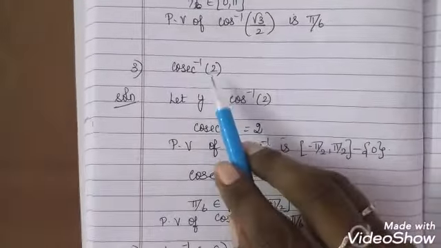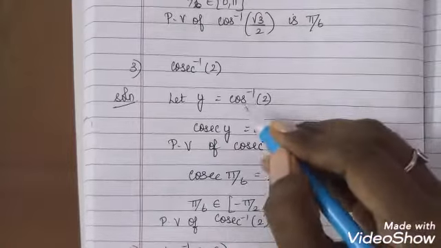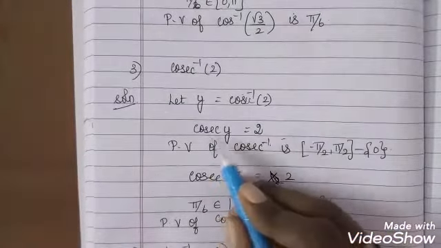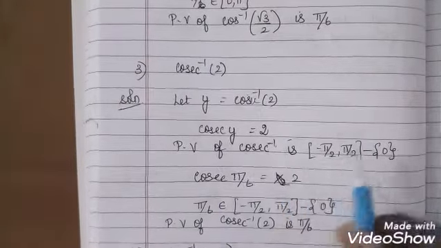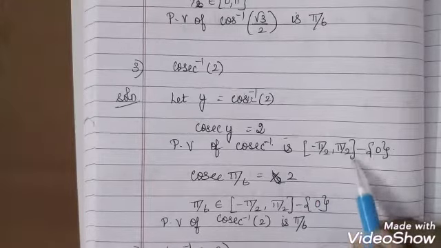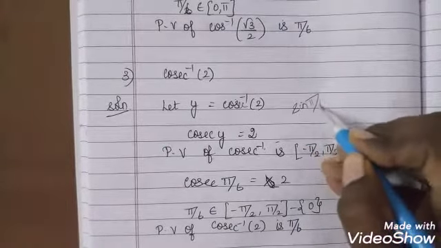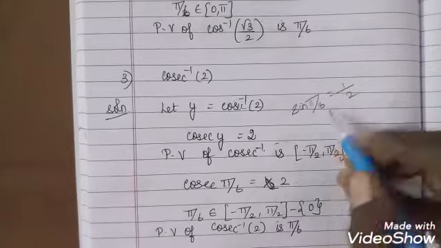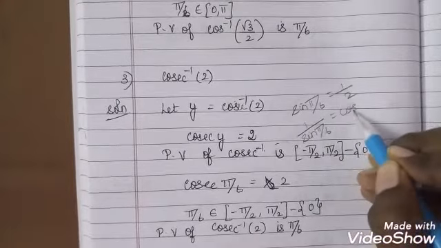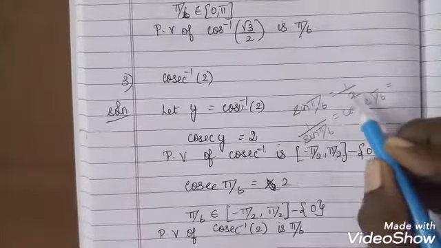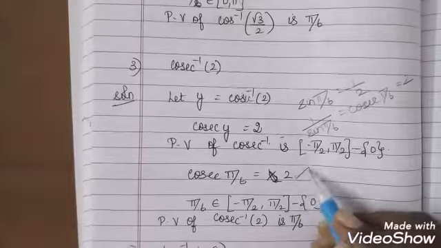Okay. Now your third one, cosecant inverse of 2. So what is cosecant inverse of 2 here? Y is equal to cosecant inverse of 2. You know cosecant y is equal to 2 here. So what is the principal value branch of cosecant inverse? It's the closed interval minus pi by 2 comma pi by 2 minus the 0. So you know what sine pi by 6 is equal to? It is 1 by 2. What is 1 by sine pi by 6 here? It's nothing but cosecant pi by 6. So what is cosecant pi by 6? 1 by 1 by 2, that's equal to 2. So your cosecant pi by 6 is equal to 2.